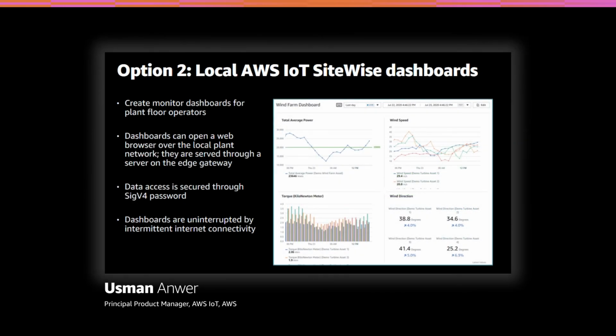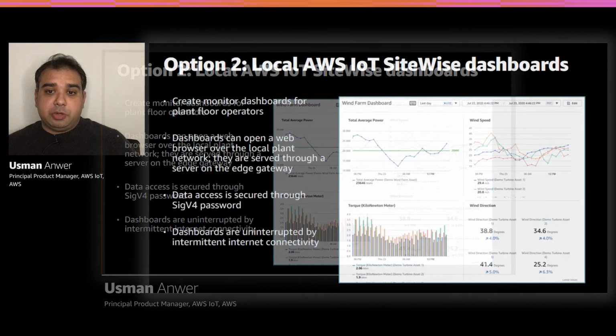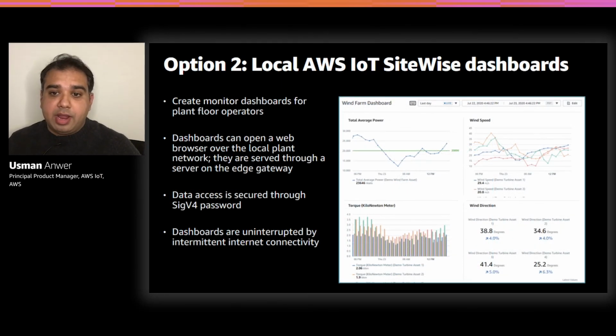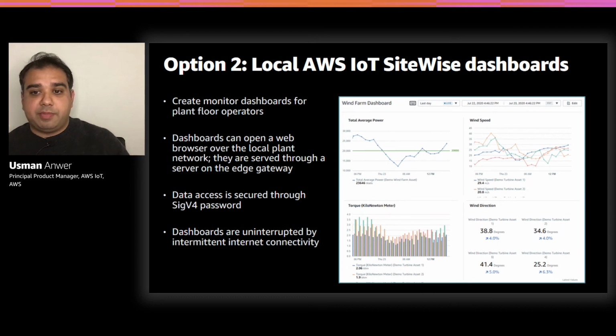Another option to monitor data is to simply use the SiteWise dashboards. Many customers that we talk to start their transformation journey by making insights widely available on the factory floor. This is often done through dashboards. If you enable the data processing pack, you can view dashboards locally that you've created in the cloud, and which read data directly from the gateway.